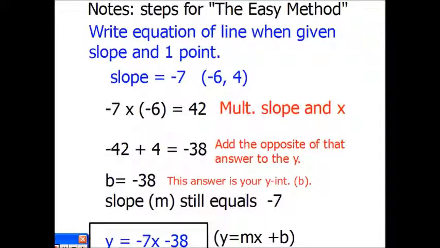So here are some notes on the quick, easy method. If you want to press pause and take these notes, do that now. If not, we're going to move ahead.